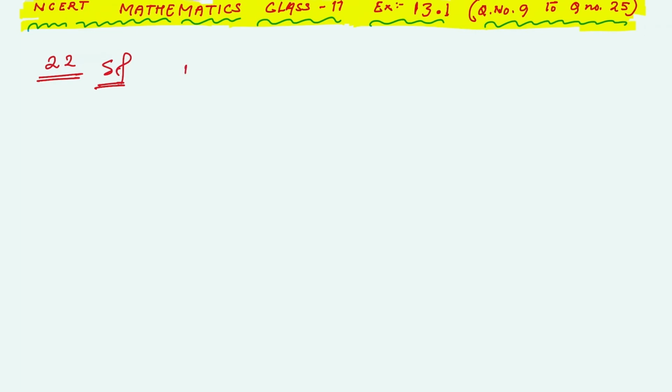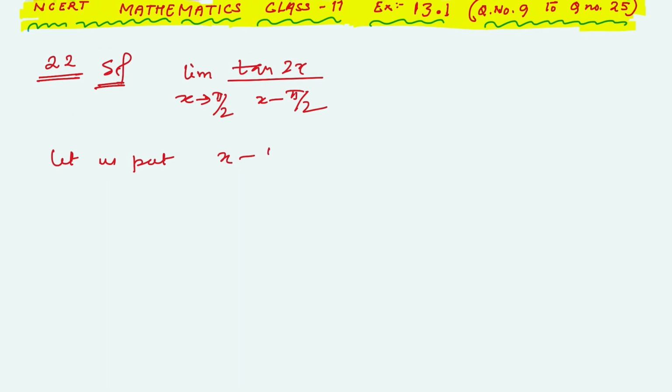So here you can see the question is: limit of tan twice x by x minus pi by 2, as x tends to pi by 2. Here you cannot replace x by pi by 2 directly, because the denominator is going to be equal to 0. Then this will not be defined, so that's why we have to simplify this. Let us put x minus pi by 2 is equal to y.